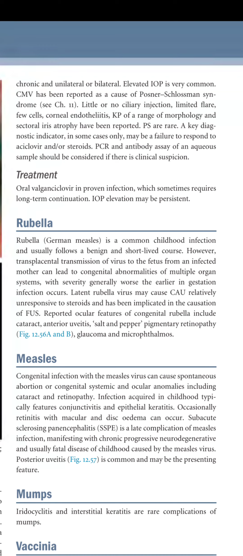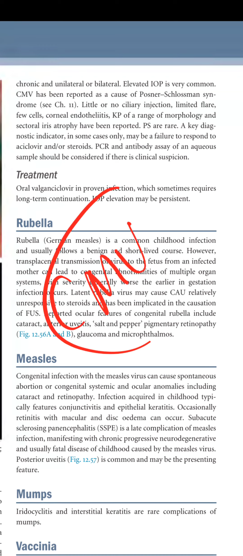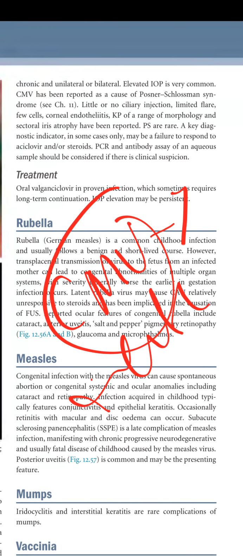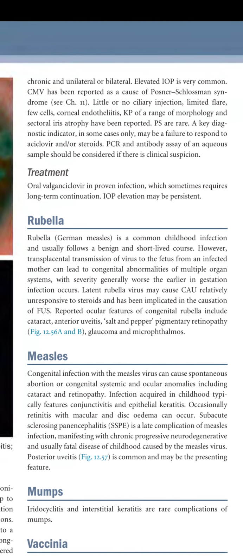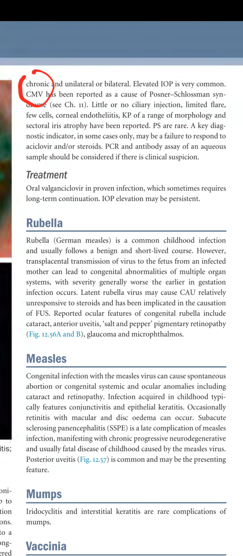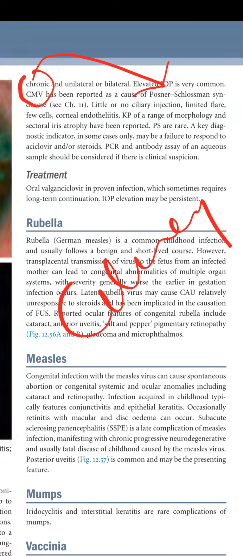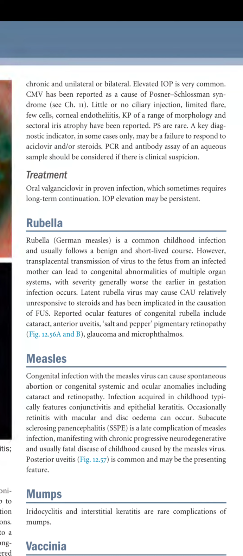Little or no ciliary injection, limited flare, few cells, corneal endotheliitis, keratic precipitates of a range of morphology, and sectoral iris atrophy have been reported. So CMV also causes anterior uveitis, but in that case, it can be acute, it can be chronic, it can be unilateral, it can be bilateral. IOP elevation is common, and it is one of the causes that has been associated with Posner-Schlossman syndrome. There is going to be little ciliary injection, limited flare, few cells, corneal endotheliitis, there can be KPs, and there can be sectoral atrophy.